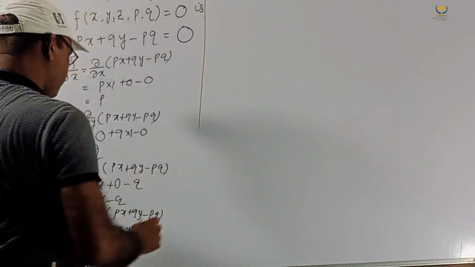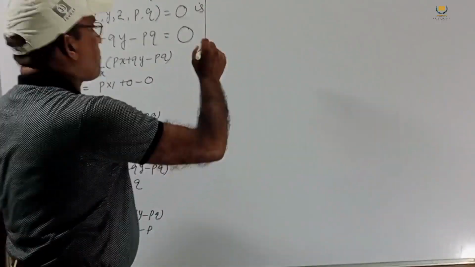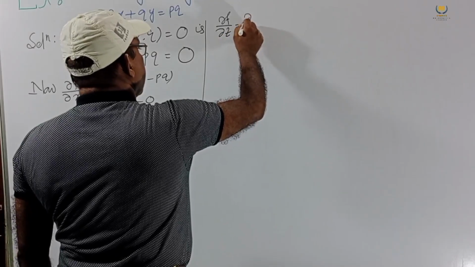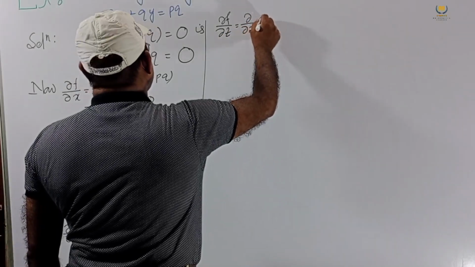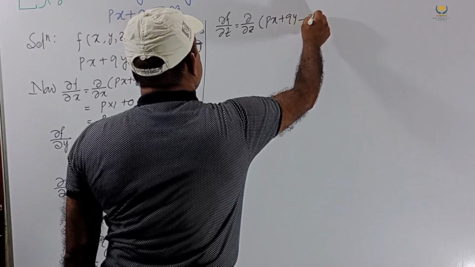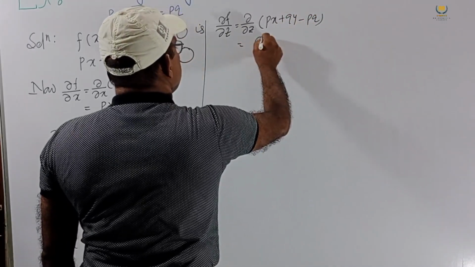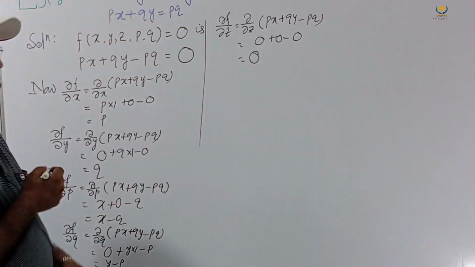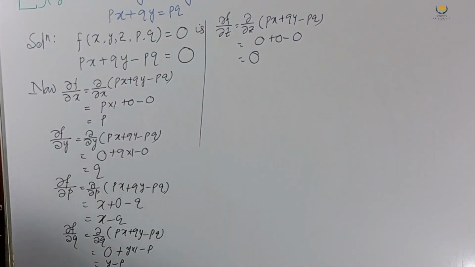Now we find ∂f/∂z. ∂/∂z (px + qy − pq) is 0. This one we get 0.